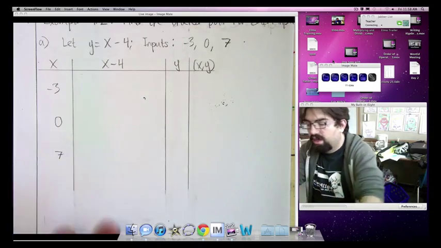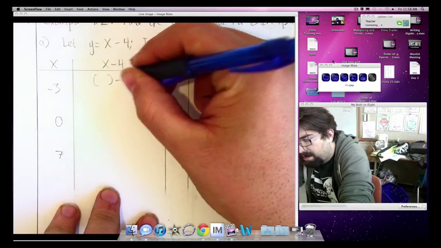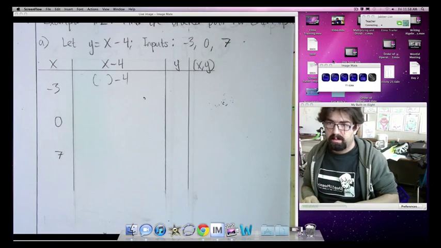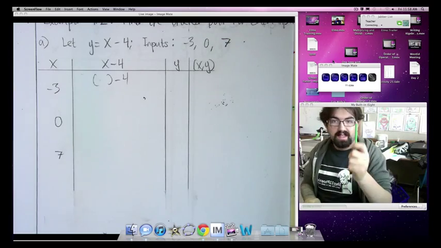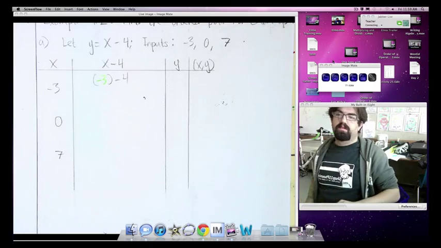Here we go. I always start by doing this. I'm going to put parentheses minus 4. By the way, this is just like the evaluate problems that we do with order of operations. I'm plugging in -3, right?